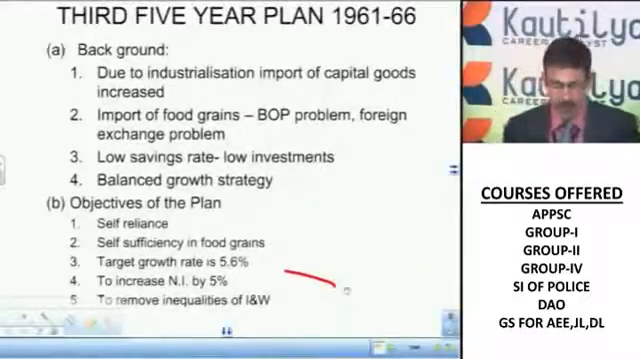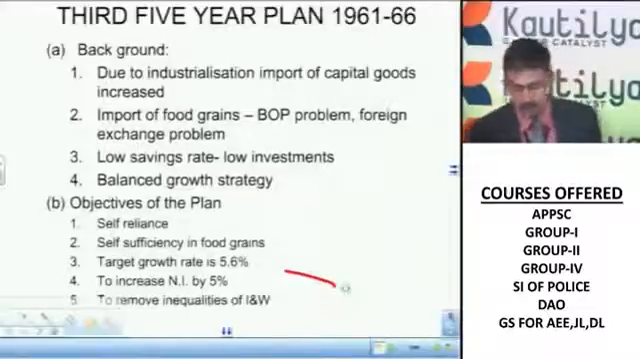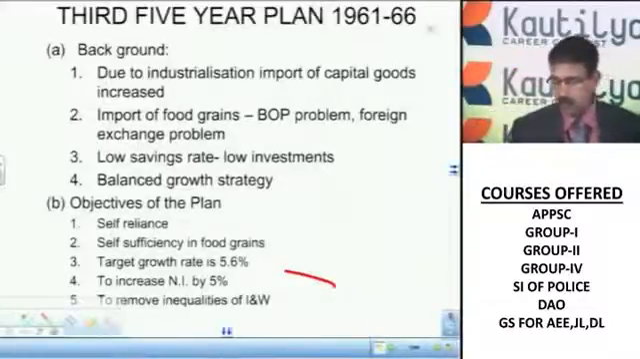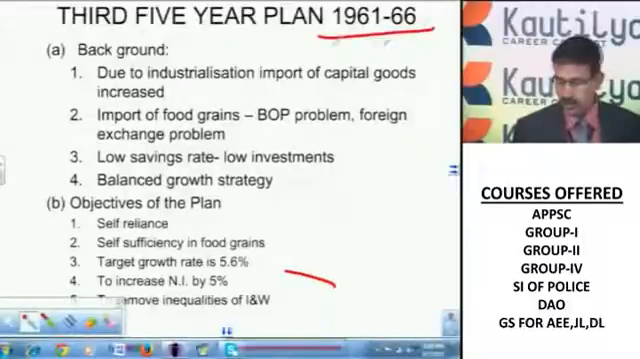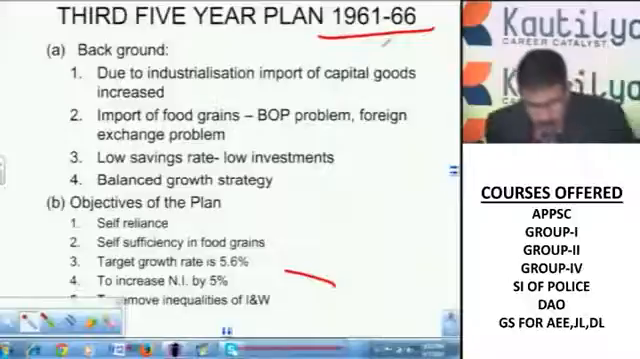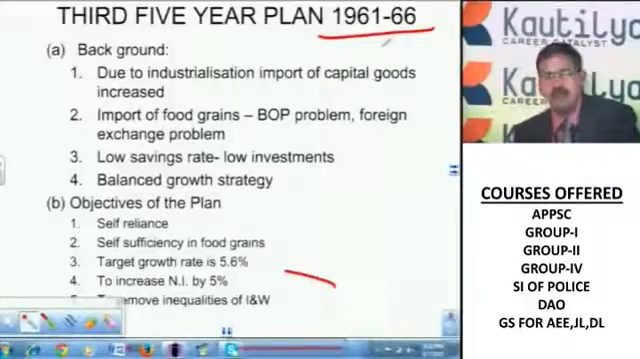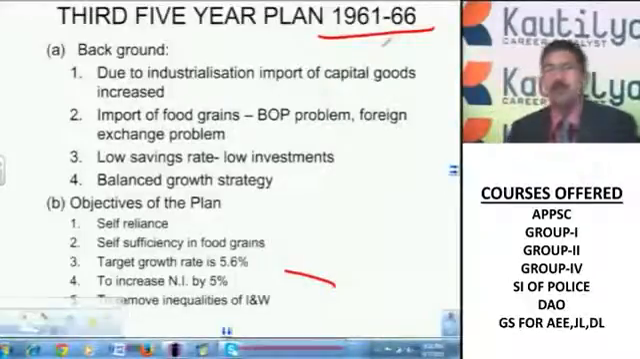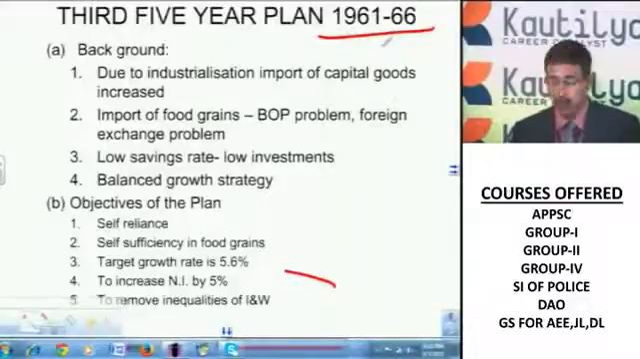Thereby, we launched the third 5-year plan, from 1961 to 1966. The third 5-year plan was launched. However, industrialization due to the import of capital goods increased tremendously, and the burden was there. There is a problem of import of food grains, and this problem needs to be taken care of.